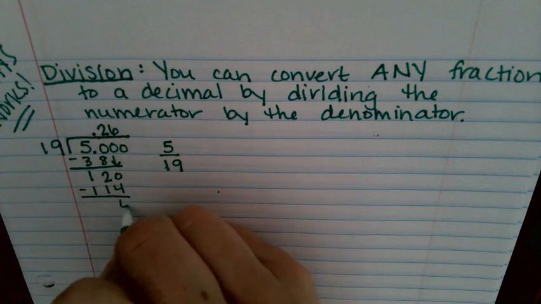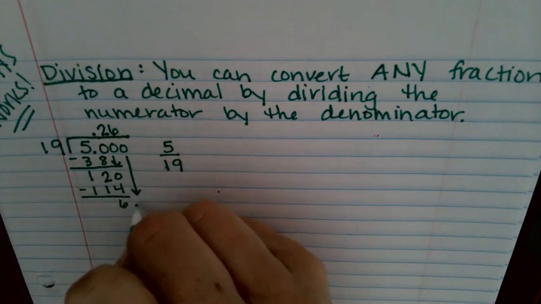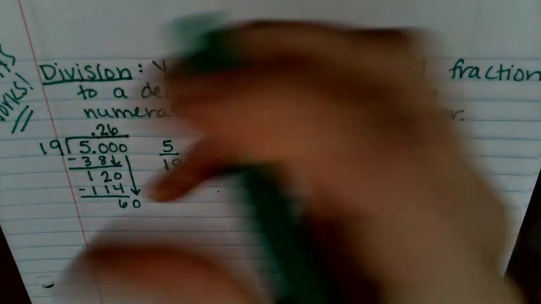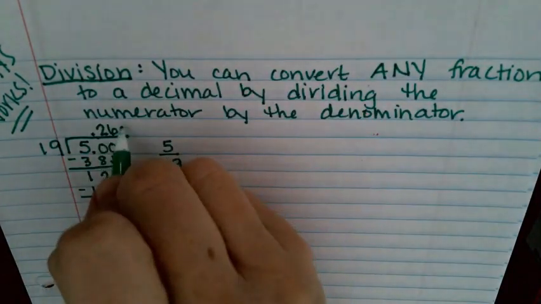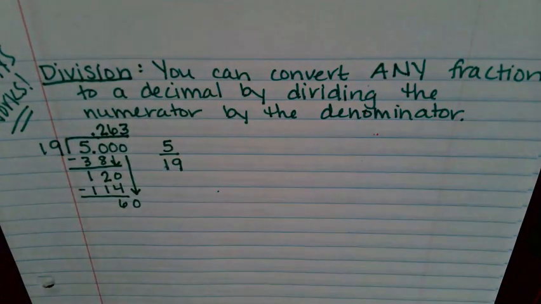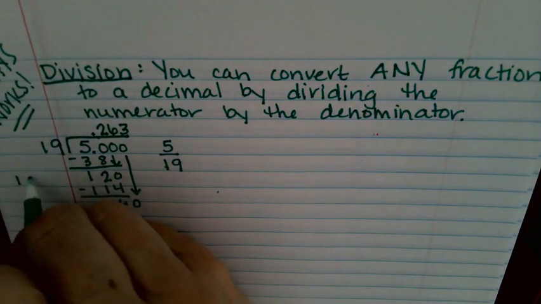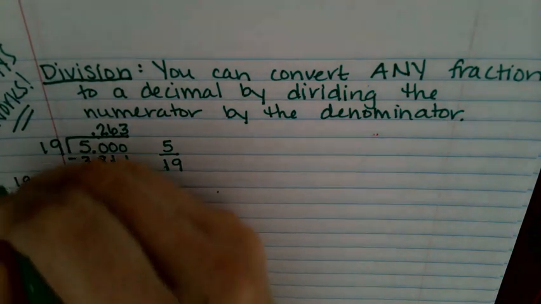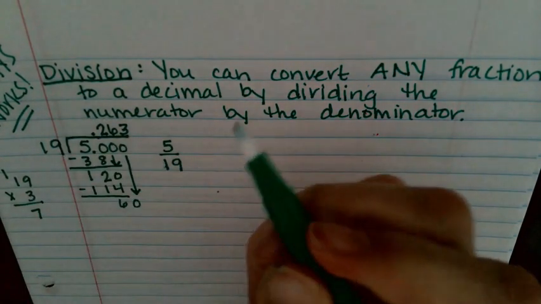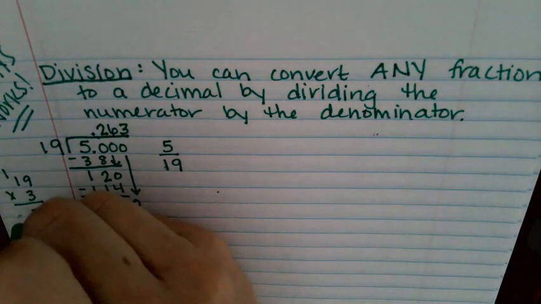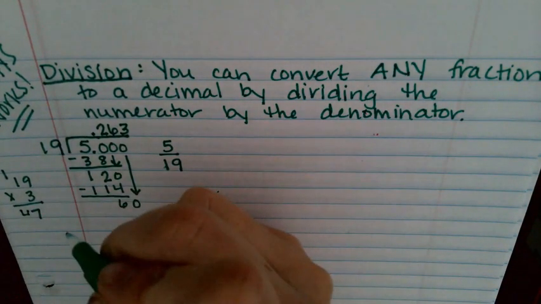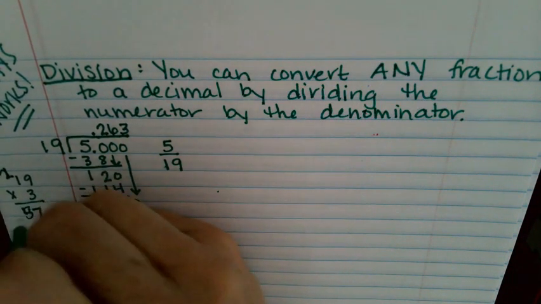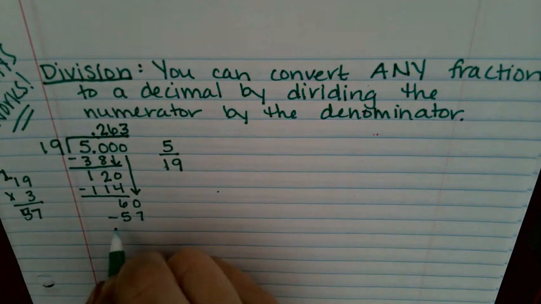Subtract and get 6. Bring down the 0. And then I believe 19 goes into 60 3 times, because 3 times 19, let's see, that would be... no, that's not right. Sorry, 9 times 3 would be 27, so that'd be a 2, so 3 times 19 is 57. There we go. So 57, subtract and get 3.